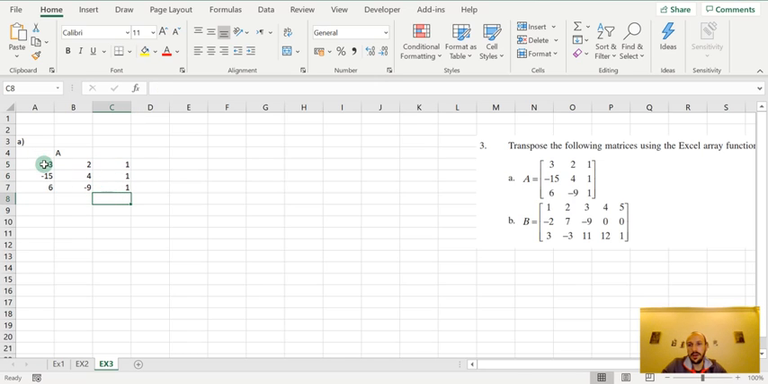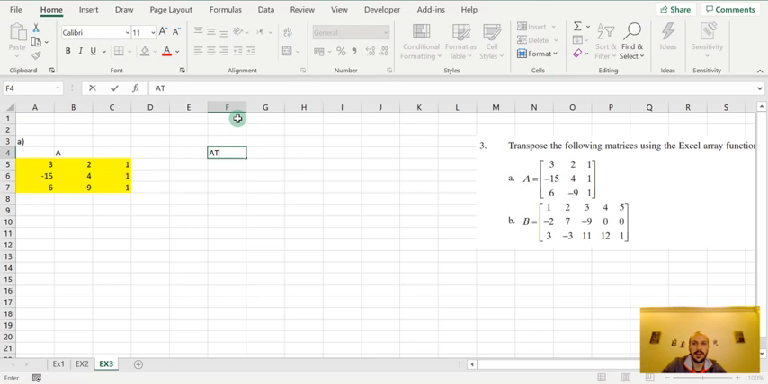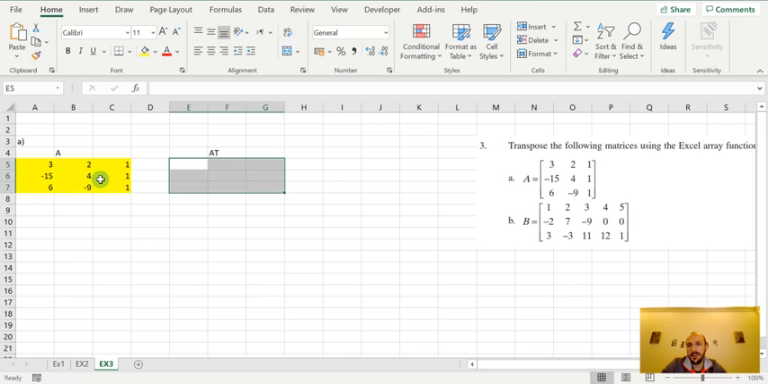Great. So this is our A. And usually, in order to find the transpose of A, we will call it AT. If you remember, transpose is to exchange the number of lines with the number of columns. A row will become a column and the column will become a row. For example, this one is the first column. Here it will become the first row. 3 minus 15 6 will become here 3 minus 15 6.